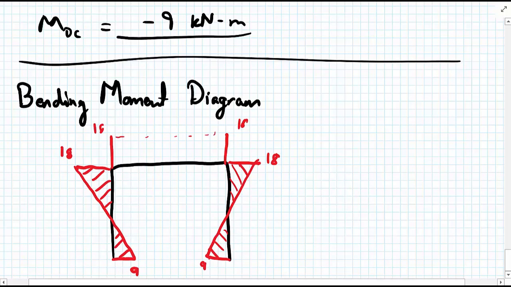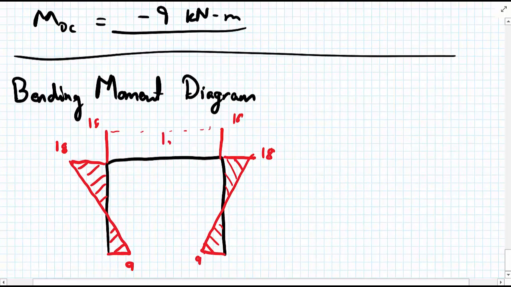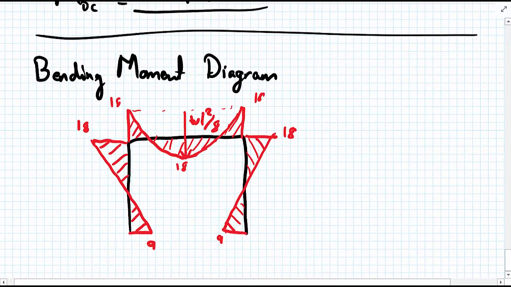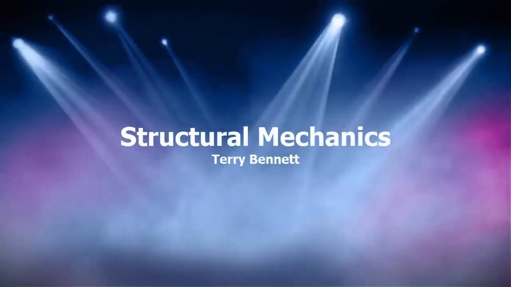We draw a dotted line and we drop down by wL squared upon 8, which you can calculate will get you 36. So 18 minus 36 is minus 18. So we drop down to a value of 18, the maximum sagging point. And at this point, our problem is completely solved.